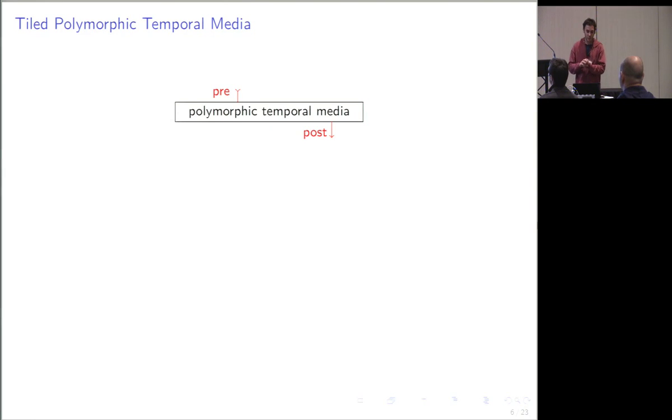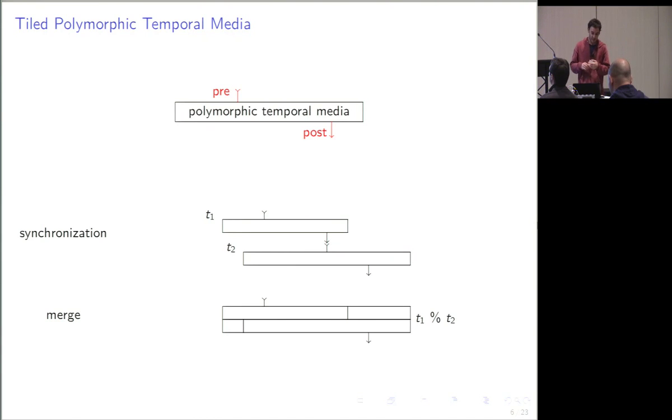So this suggests that we could simply enrich the polymorphic temporal media with 2 markers that will express where the things that come before will be synchronized and where the things that come after will be synchronized. And then we can define a product on this model. First, we align the post-marker of the last element of the composition with the pre-marker of the next.